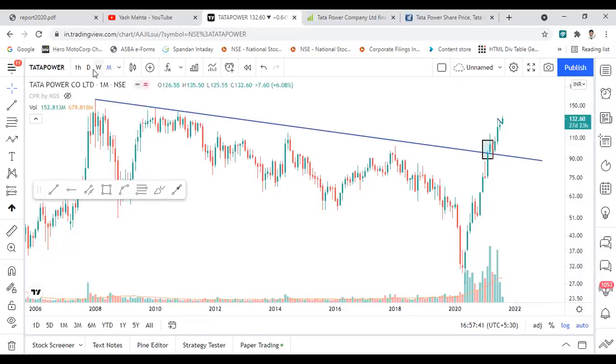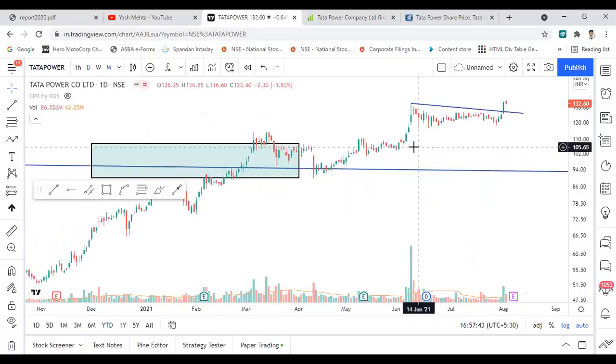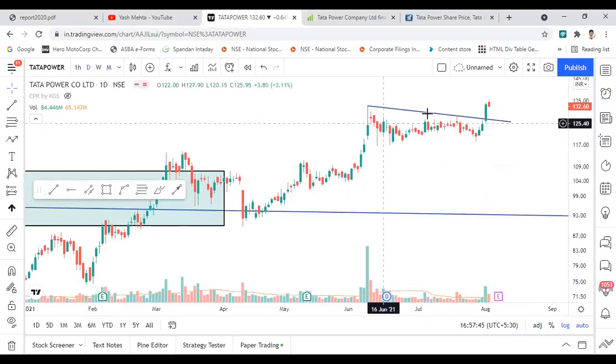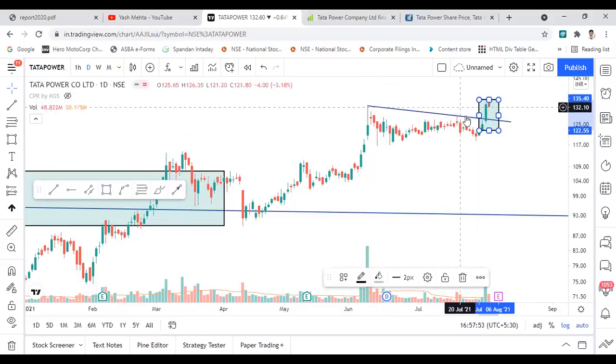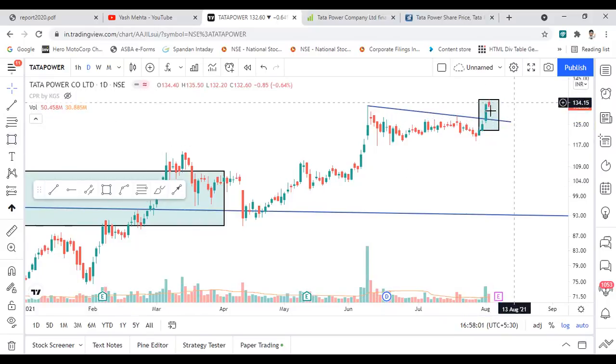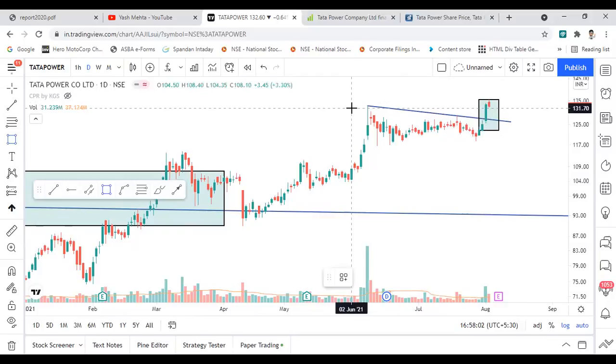And also, if we check the daily chart, I have plotted a trend line. The stock had given a breakout yesterday above this trend line. This was basically resistance for the stock. Here was resistance, here also was resistance, and the stock gave a breakout here. It was a breakout with volumes. The stock gave this breakout yesterday, and now it is just a normal red candle after the breakout.